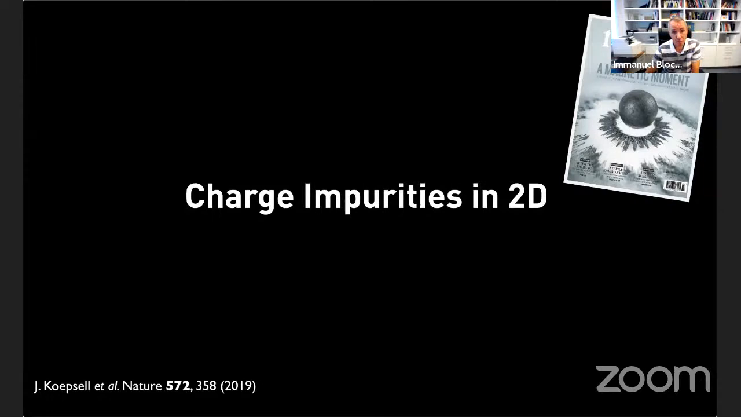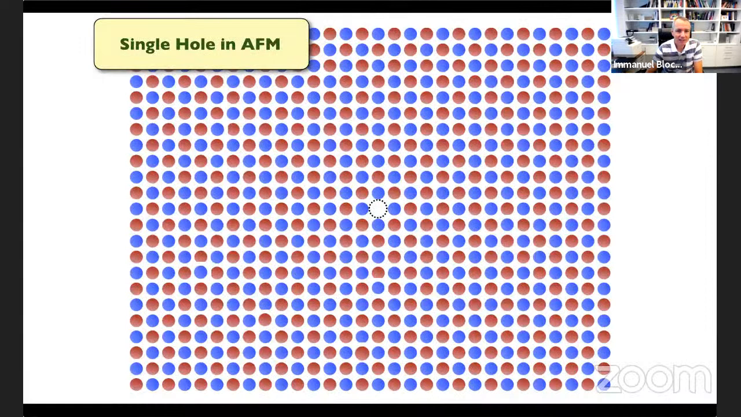All right. Let me move on, going from 1D to the more interesting setup of 2D, but the question remains the same. Just the physics, as you'll see when we go from 1D to 2D, completely changes. And the question we ask now is, again, we have a 2D antiferromagnet. We put a single hole in there.